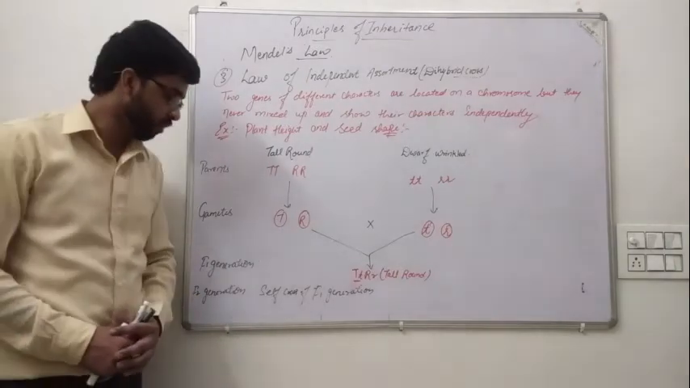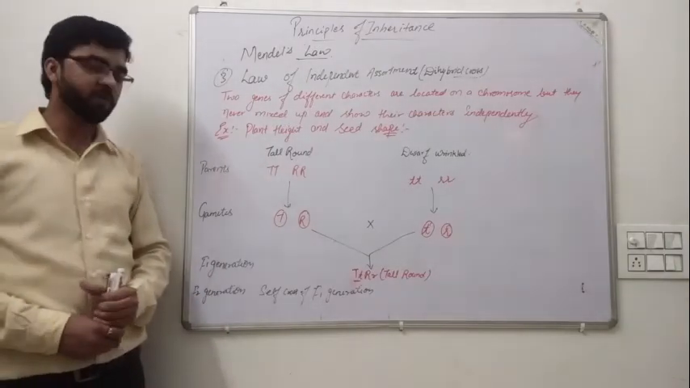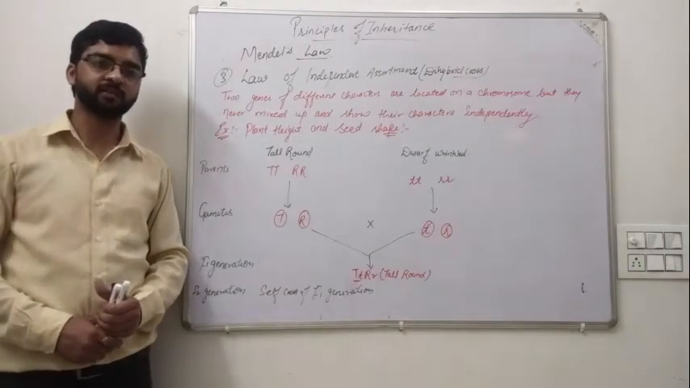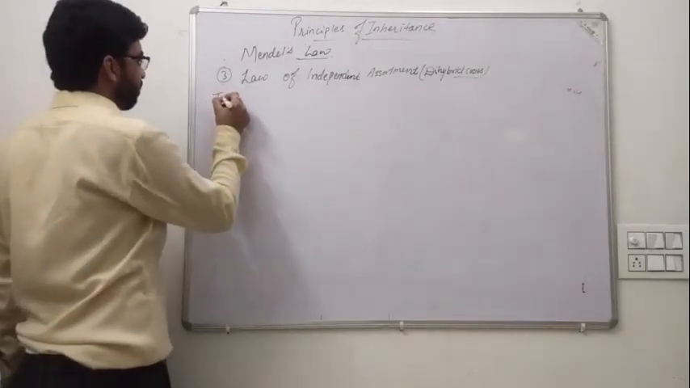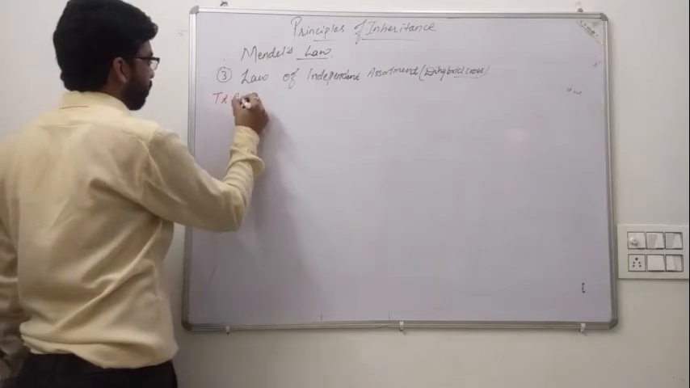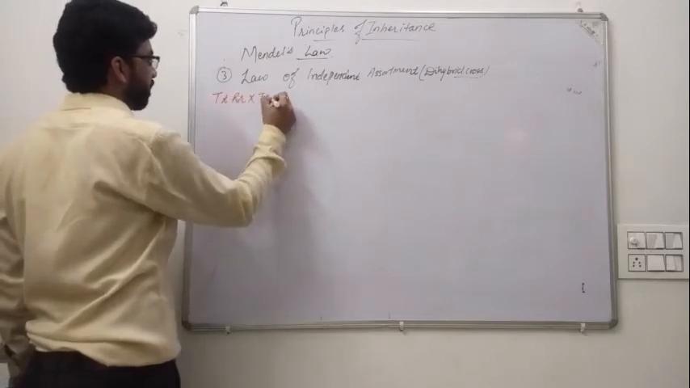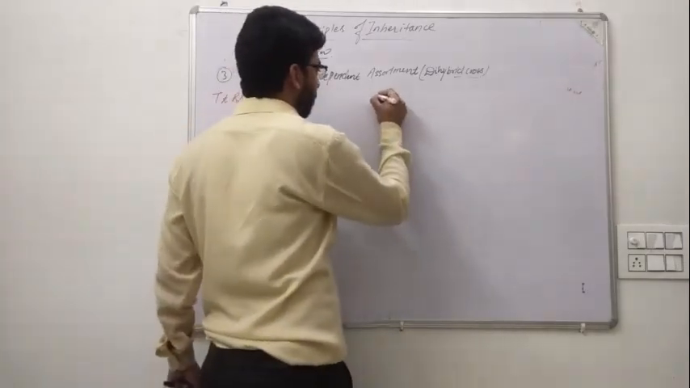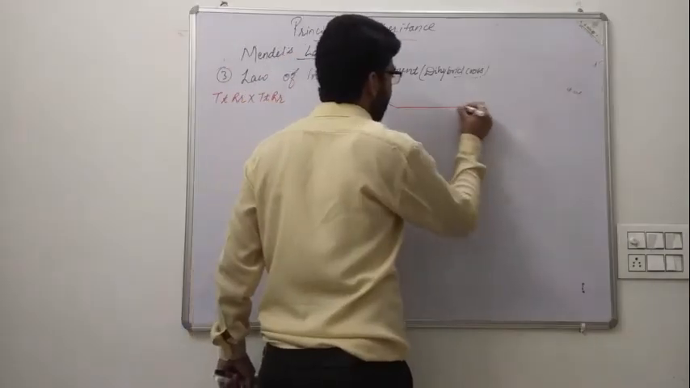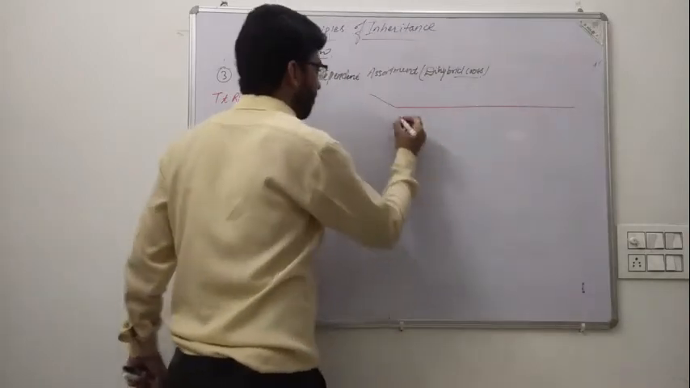For the F2 generation, we do self crossing of the F1 generation. Capital T small t, capital R small r crossed with capital T small t, capital R small r. We draw a Punnett square.